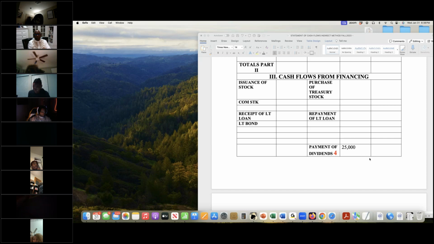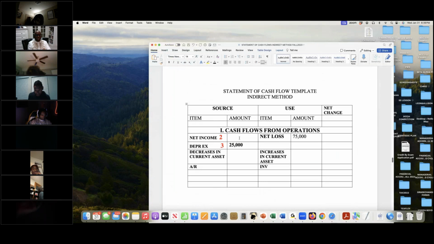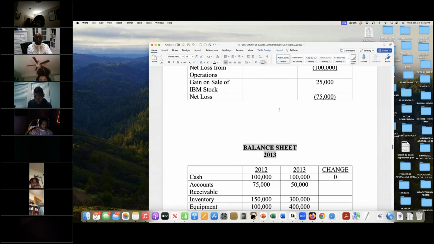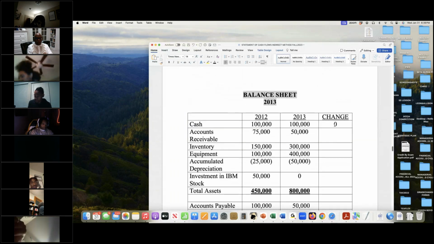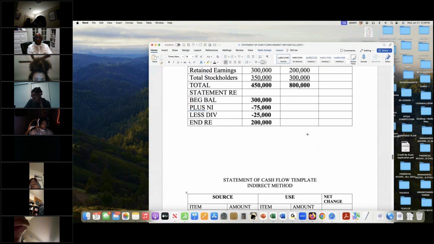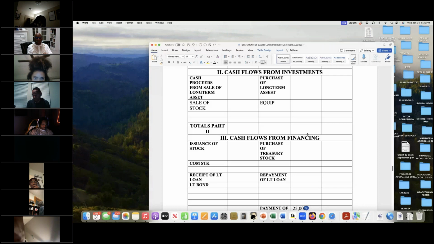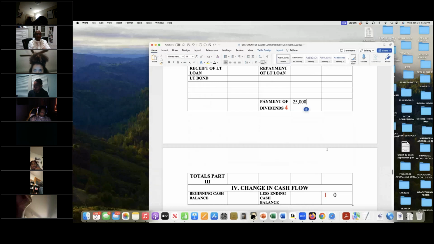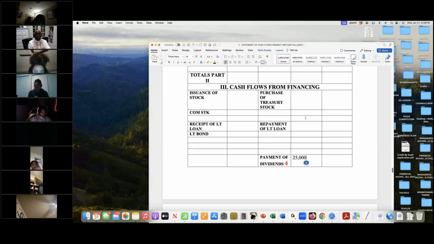Can you get this template and put on this template the net income or loss? We had a loss of 75,000. The change in cash, which was zero. So that's the answer to our problem, zero. Put the dividend down, which we calculated. We showed you how to calculate it. And put down the depreciation expense. If you can put those four things down, you got a C on the test.